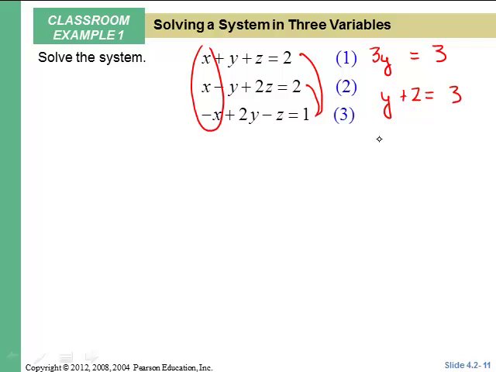Okay, well, using the first equation, since 3y is 3, y is 1. Substitute that into the second equation, z will be 2. And then substituting those 2 into the first equation, we would have x plus 1 plus 2 equals 2. Well, 1 and 2 is 3, so x is -1.